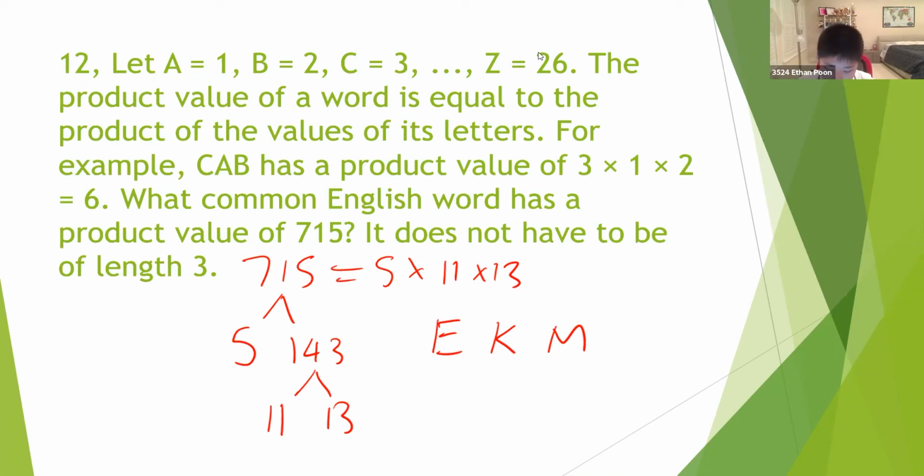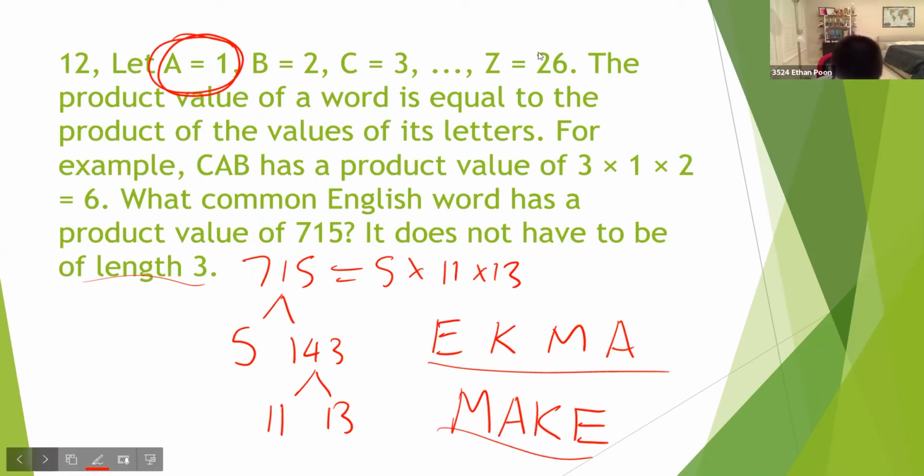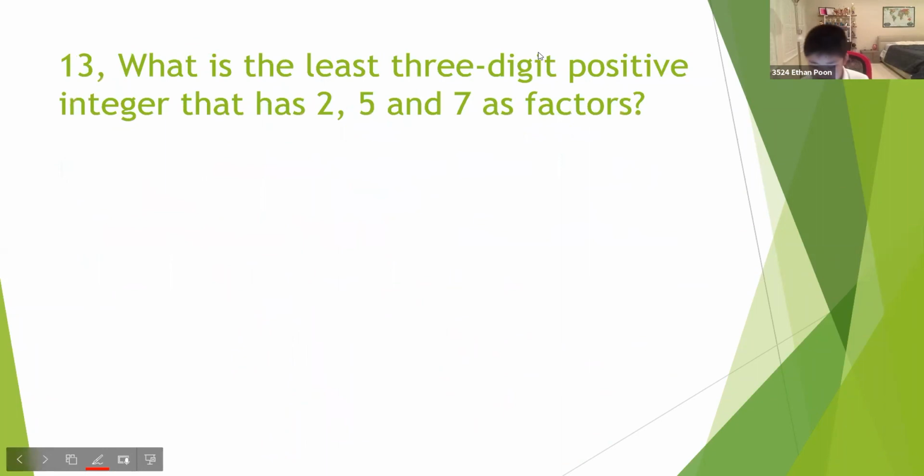Since it does not have to be length 3, we can look at A, which equals 1, and if you multiply anything by 1, it's the same number. So we can add an A in there, and we can make a common English word, which is MAKE. It's interesting. So that's our word and our answer. Yeah, we can make the word make. I don't know if that's funny or not.